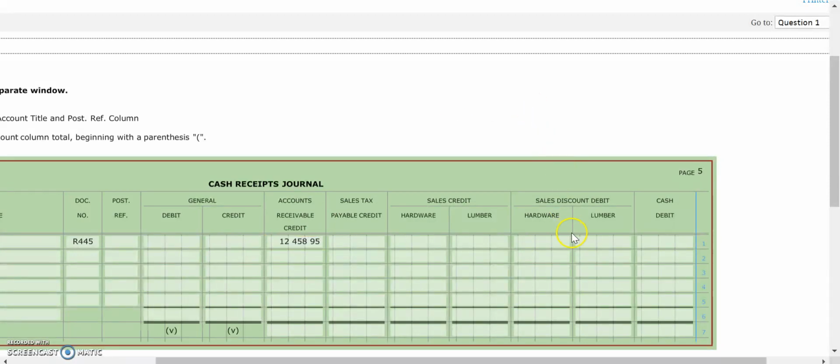And then he's taking advantage, I'm assuming it's Andrews, but the company, is taking advantage of the 2% discount. Remember, this was on lumber. So we have to put the sales discount underneath the lumber section. So then we take $12,458.95 times our 2%, and we get $249.18 when you round. So the amount of total cash we receive is the accounts receivable credit minus our sales discount for lumber. So that becomes a total of $12,209.77.